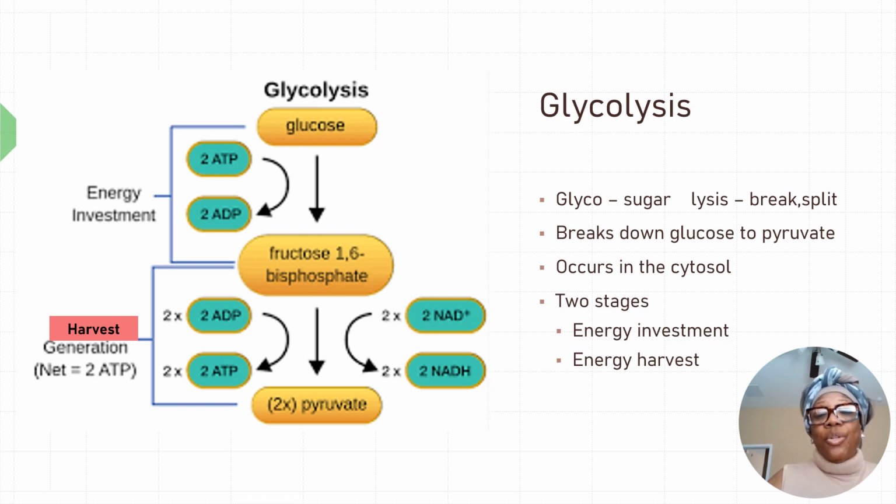So remember, inside the cell, you have the organelles, but you also have a liquid portion. The cytoplasm is everything, the organelles and the liquid portion. But if we just talk about the liquid portion alone, that is called the cytosol. And when we talk about glycolysis, two main stages are energy investment, so putting energy in, and energy harvest, taking energy out to use it, the utilization of energy.